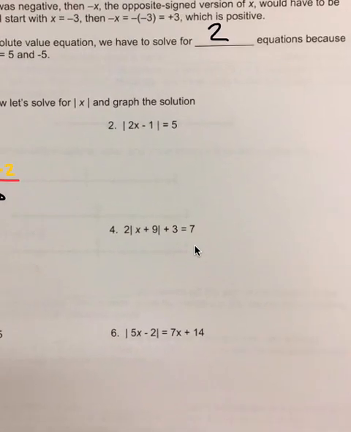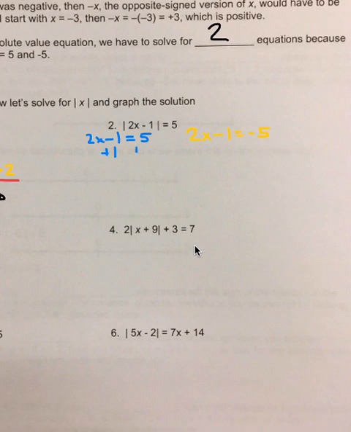When we have number 2, unlike the first one, we don't have to do anything to get the equation by itself. So we can just say 2x minus 1 equals 5, and then 2x minus 1 equals negative 5. Those are our two equations because we already have the absolute value by itself. So then we solve. A lot of people saw this one and said, oh, I know it's 3, so it also has to be negative 3. That's not true.